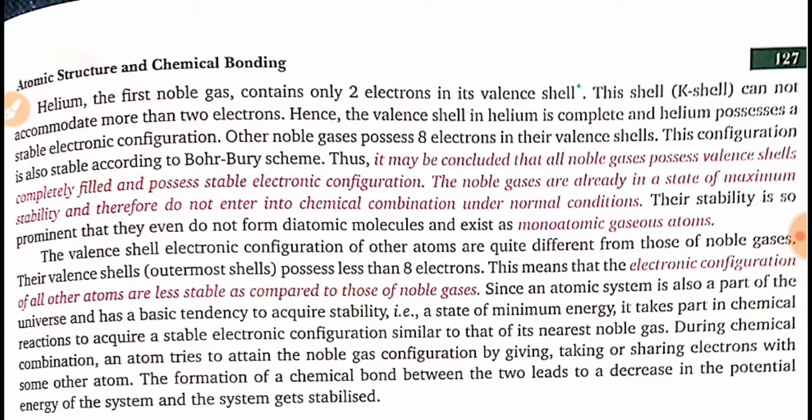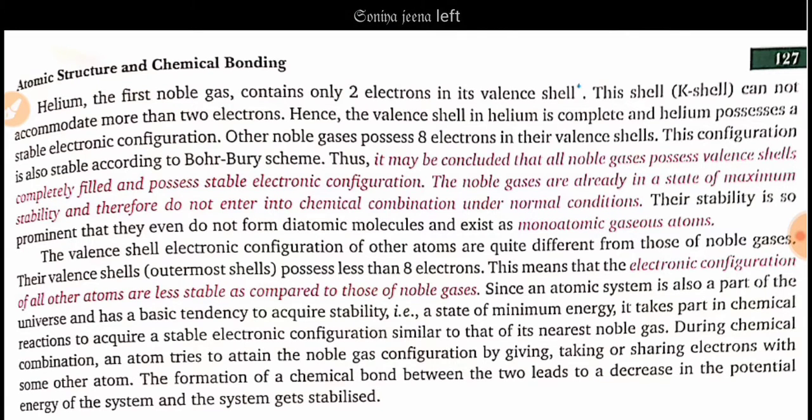Okay, so it is according to the Bohr scheme. It is known as the electronic configuration. We already understood last week that it is known as the Bohr scheme of electronic configuration. So it may be concluded that all noble gases possess a completely filled valence shell and a stable electronic configuration. The noble gases are already in a state of maximum stability and therefore do not enter into chemical combination under normal conditions. Under normal conditions, they don't go for any chemical reaction.